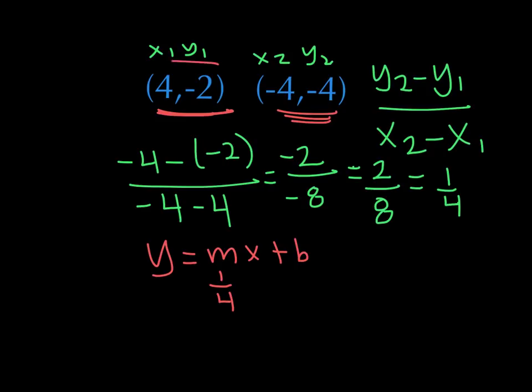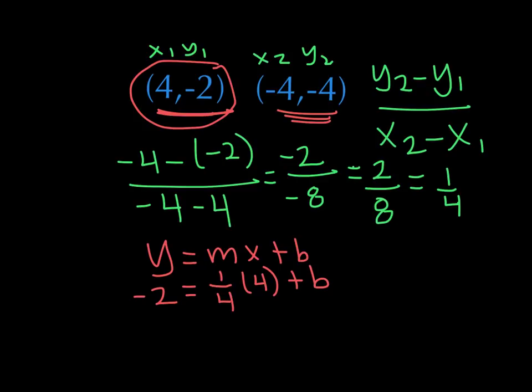So let's say I choose this first one here. I'm going to choose 4, -2. So I'm going to replace my y with -2, and I'm going to replace the x with +4, plus b.